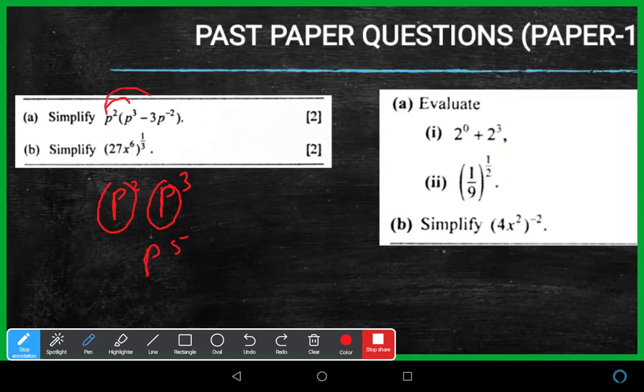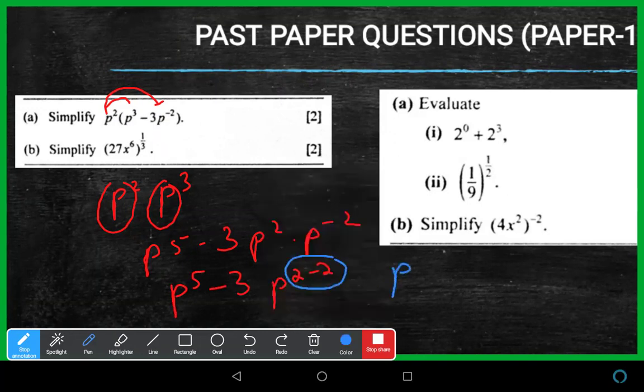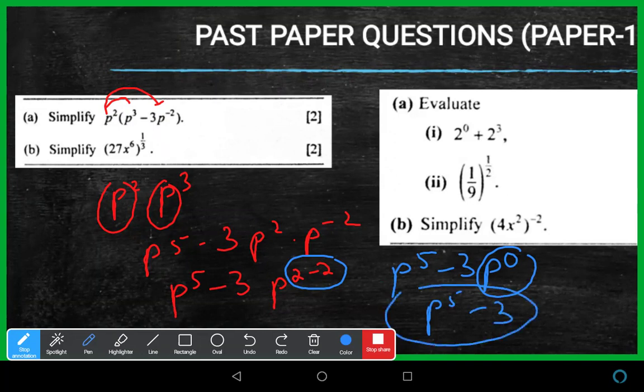When I multiply this to this, what will happen? You can see p2 dot p minus 2. As I told you, when the bases are the same, the power will be added. It will become p2 minus 2, and 2 minus 2 will be 0. So it will become p5 minus 3 p raised to the power 0. And p raised to the power 0 is equal to 1. So the answer will be p5 minus 3. This will be our final answer.